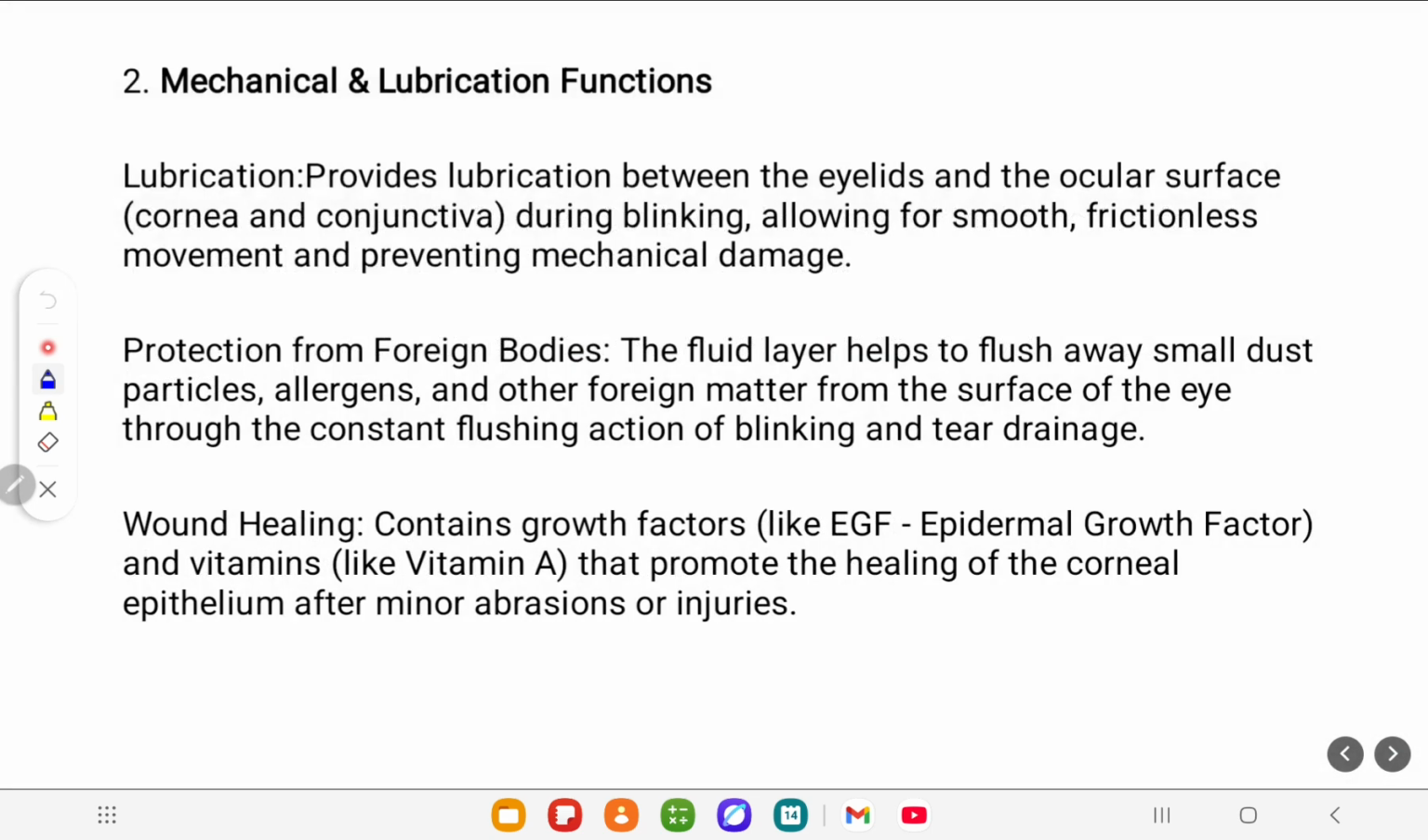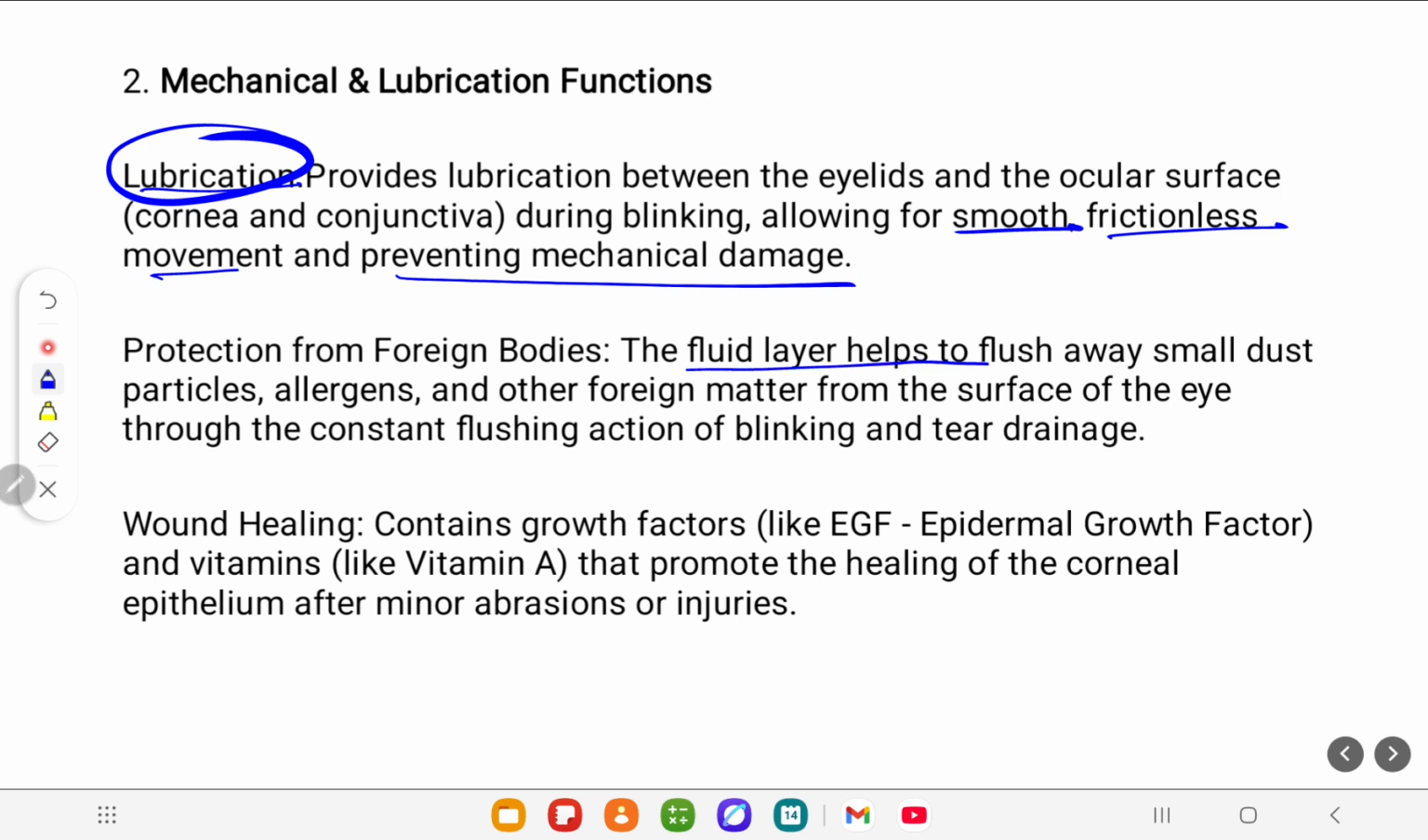Okay, so mechanical and lubrication functions. The tear film provides lubrication between the eyelid and the ocular surface, cornea and conjunctiva, during blinking, allowing smooth, frictionless movement and preventing mechanical damage. Whenever we prescribe a contact lens, we want a pre-contact lens tear film, because if there is one, the lubrication is good and there is less chance of upper lid papillary reactions.